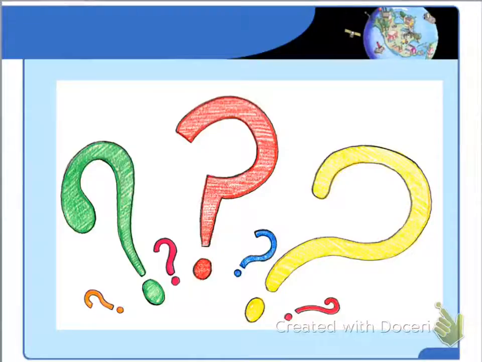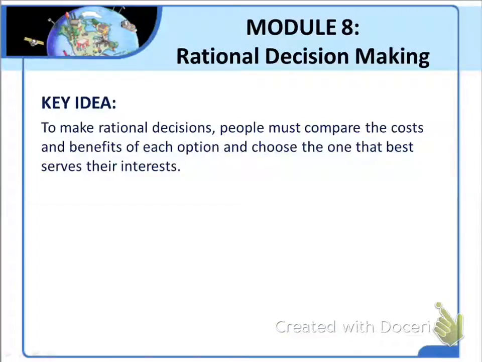So in this module, we will look at some specific methods for making good decisions. The key idea that we're going to focus on in this module is that to make what we call a rational decision, you must compare the costs and benefits of each option that you have before you and choose the one that best serves your interests.